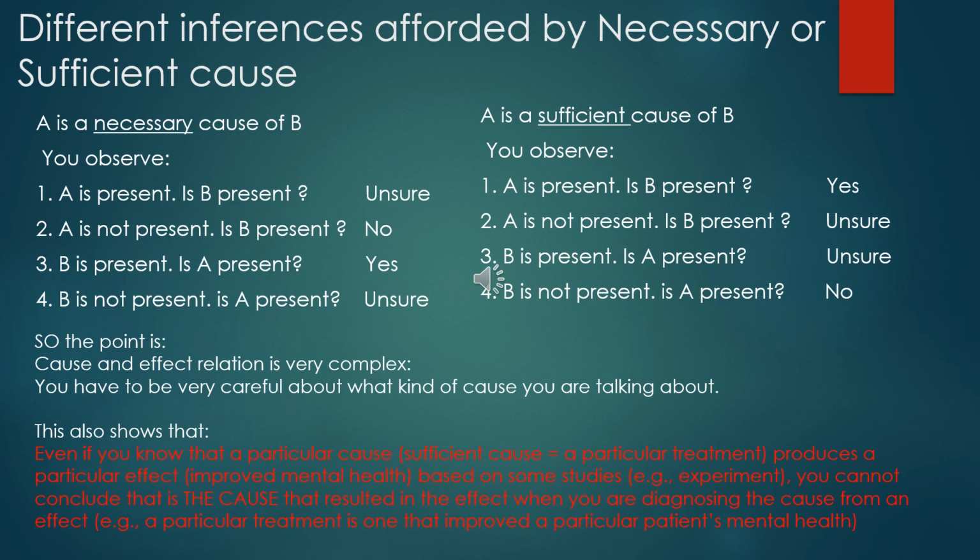So this slide contains the summary of what we've talked about in the previous two slides. Okay, so that means basically predictive reasoning or diagnostic reasoning for each case of whether the cause is necessary or the cause is sufficient. As you can see, let's assume that A is a necessary cause of B, and you observe A is present, is B present? You cannot have a conclusive inference, because even if it's necessary, you don't know whether or not it's sufficient to cause the effect of B. On the other hand, if A is not present and if you believe A is necessary, you can be sure that B is not present.